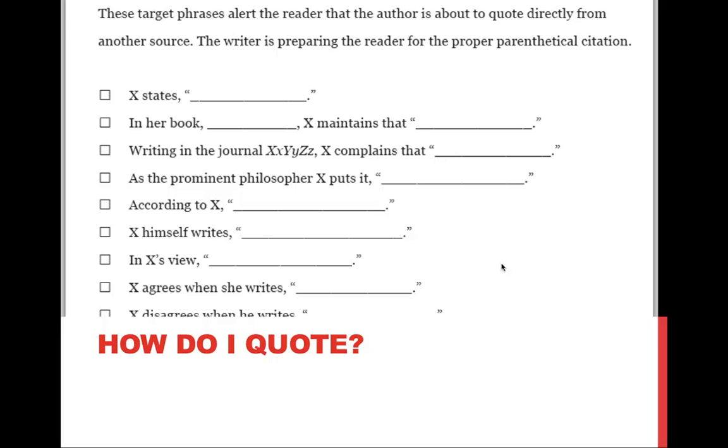Along with those signal phrases for paraphrasing, there's signal phrases for quoting. And again, this makes your writing sound more fluid. It just sounds better if you say, so-and-so states, quote mark, blah, blah, blah, according to so-and-so, blah, blah, blah. So-and-so agrees when she writes, blah, blah, blah. So this obviously, beyond the quote marks, makes it clear that you're using somebody else's ideas, and they're actual direct words.